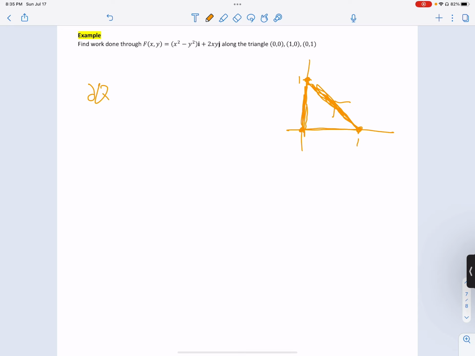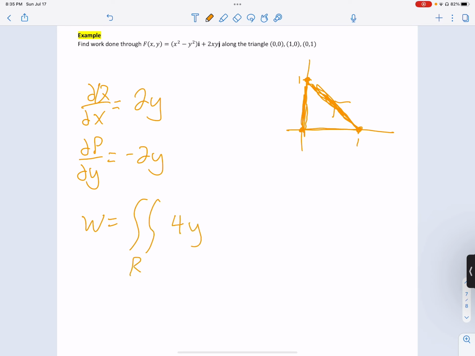Partial of Q with respect to x, that gets me 2y. Partial of P with respect to y, we get negative 2y. Be careful here. When I subtract those, I do not get 0. I get 4y. Right, it's 2y minus 2y, dA.